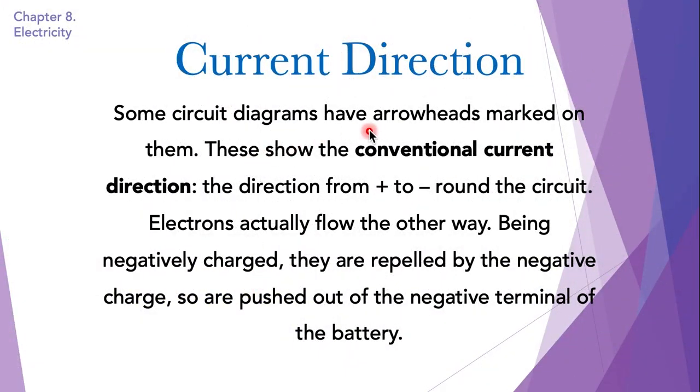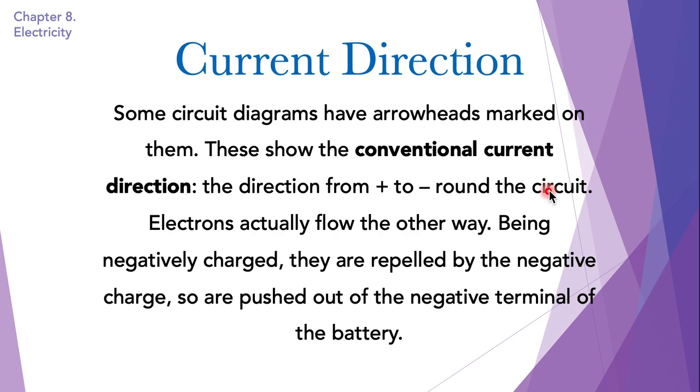So some circuit diagrams have arrowheads marked on them. These show the conventional current direction. The conventional current direction is the direction from positive terminal to the negative terminal around the circuit. The ones I was talking about before when we were understanding electric fields. But that is the direction of the conventional currents.